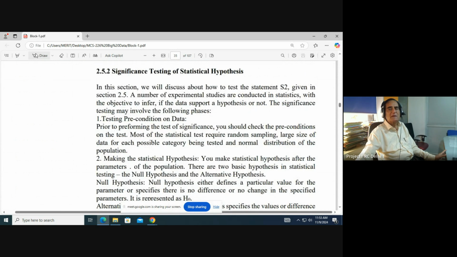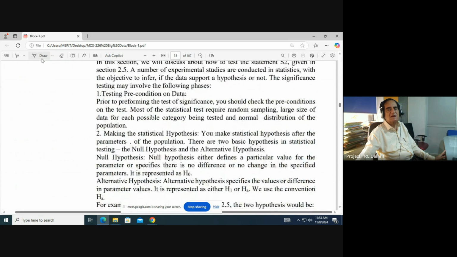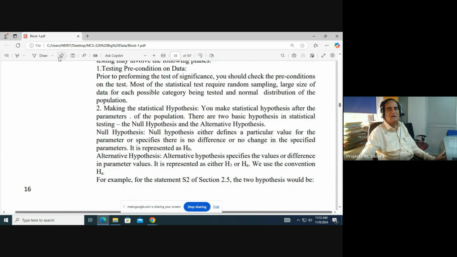A number of experimental studies are conducted in statistics with the objective to infer. Testing preconditions on data prior to performing testing involves making the statistical hypothesis: null hypothesis and alternative hypothesis. Null hypothesis either defines a particular value for the parameter, specifying there is no difference or no change in the specification. Alternative hypothesis specifies the value of the difference in parameters. It is represented either as H1 or HA. We use the convention HA.